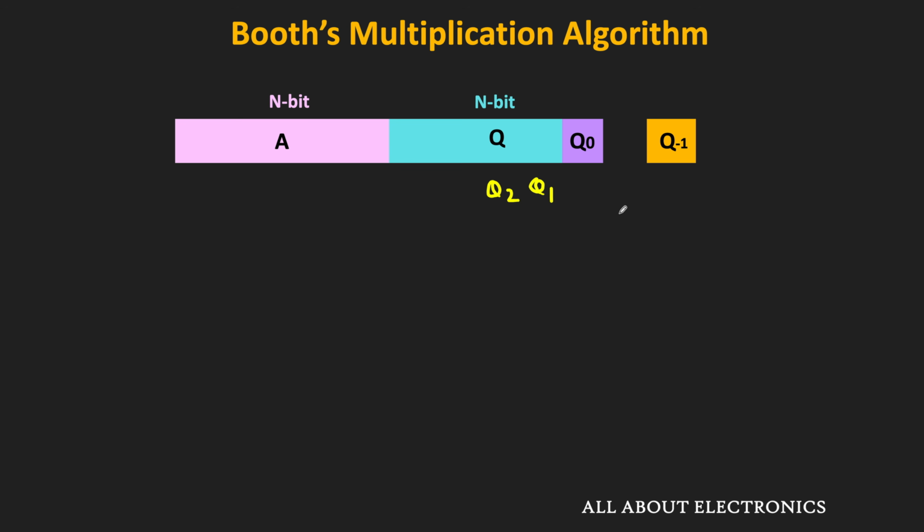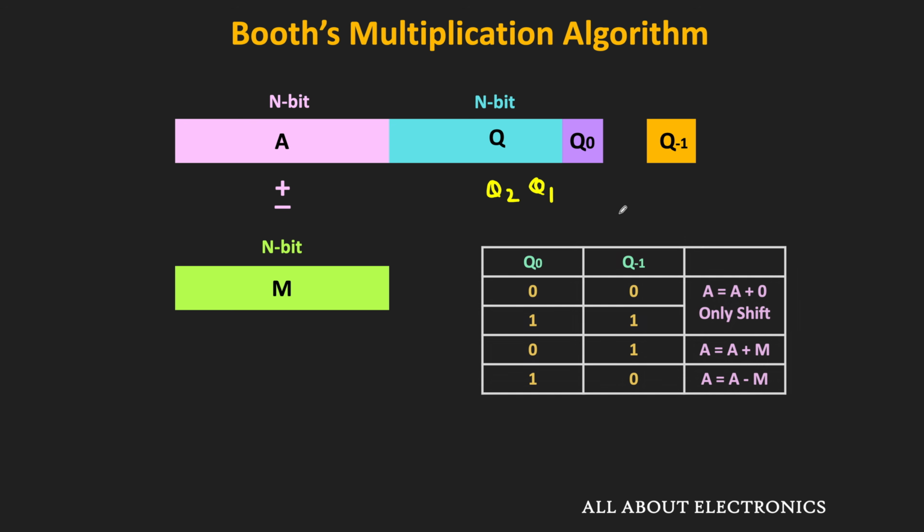Initially, when the multiplication process starts, the q minus 1 bit is set to 0. Based on q0 and q minus 1, the multiplicand is either added to or subtracted from the accumulator. Initially, this accumulator, or the A register, is also set to 0. If q0 and q minus 1 are 0 0 or 1 1, then no addition is performed, and directly we perform the shift operation.